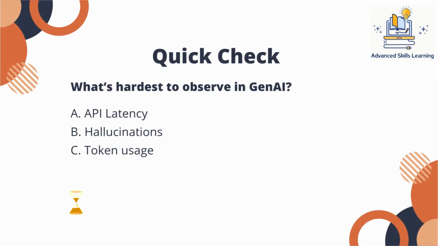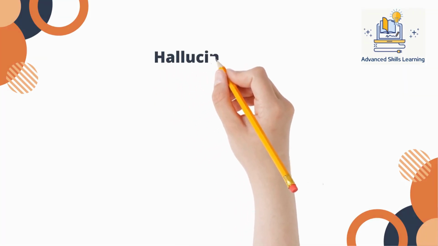Let's pause for a quick check, 2 seconds. What's the hardest thing to observe in a GenAI system? A. API latency. B. Hallucinations. C. Token usage. Keep your guess. The answer is B. Hallucinations.